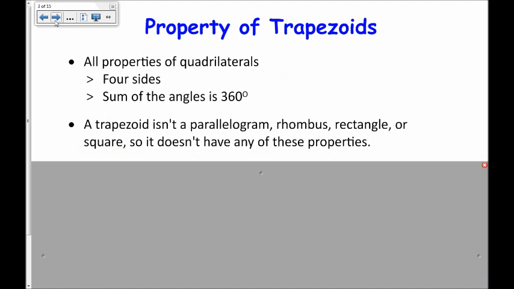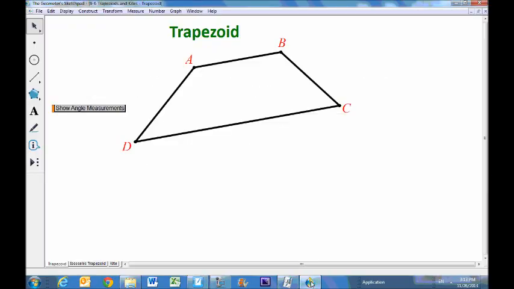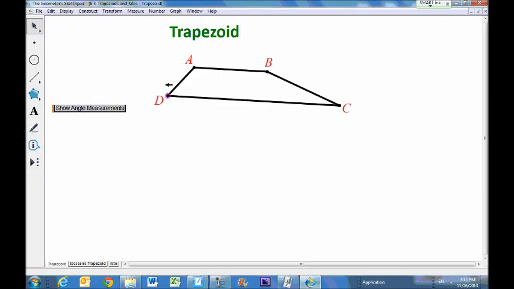It is a quadrilateral, and so there are four sides. The sum of the interior angles is 360. But a trapezoid isn't a parallelogram, rhombus, rectangle, or a square, so it doesn't have any of those properties. But there is a property that is useful to us, and here's a Geometry Sketchpad file of a trapezoid.